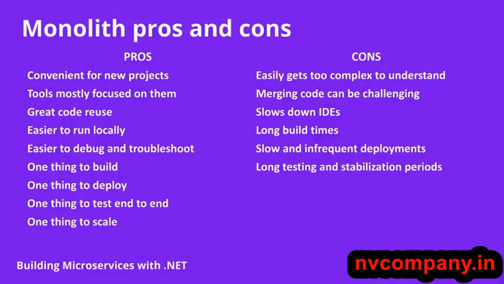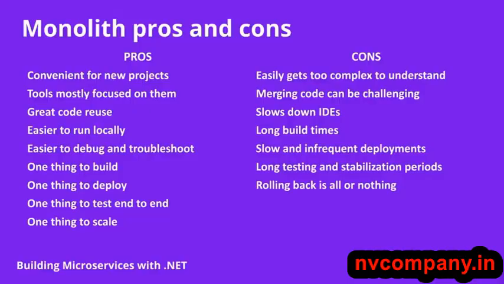Long testing and stabilization periods. Once a deployment is complete, regardless of what changed in the deployment, you still need to test all the scenarios across all of the application models. Not only is this inefficient, but also teams that don't have testing fully automated may need to run manual tests to compensate and run them again for all the application scenarios.